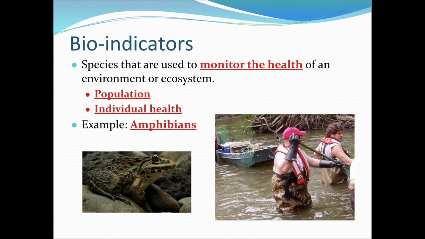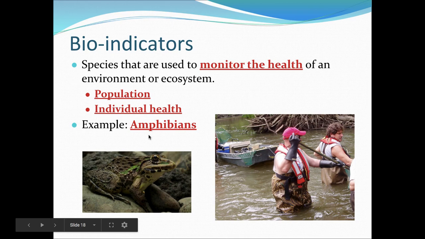Our last indicator are the bioindicators. Species used to monitor the health. These can be a group, a population, so you can see how their numbers change. So one year I have 50 and the next year I have 75. Or you can look at the individual health. You can put little tags on particular animals. You can take their weight, their age, how healthy they are, all that good stuff.